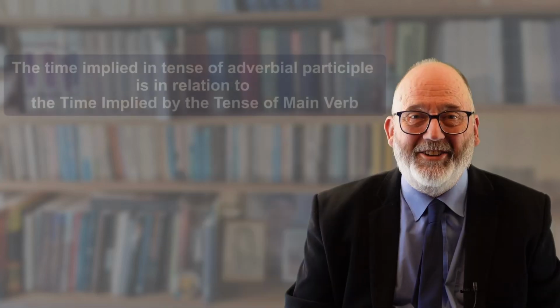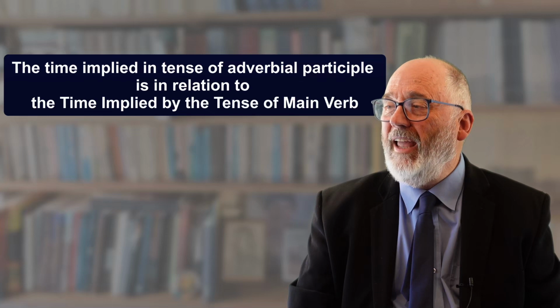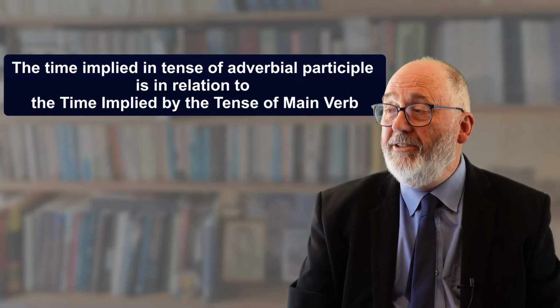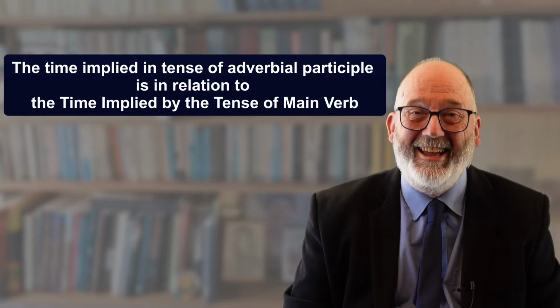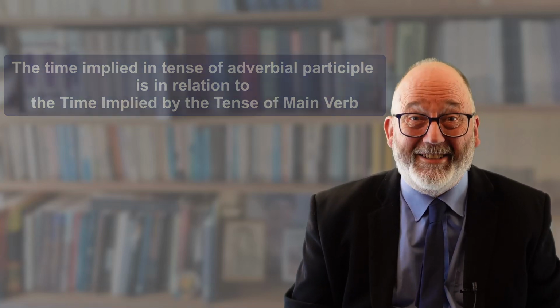I'm now going to share with you the key to understanding the time sequencing of the participle when compared to the time sequencing of the main verb. And here it is. The time implied in the tense of an adverbial participle is in relation to the time implied by the tense of the main verb. Did you like that? Well, maybe it doesn't explain everything straight away, but let me illustrate.